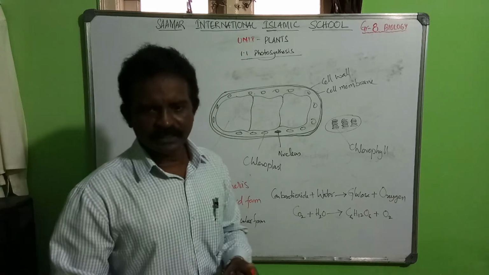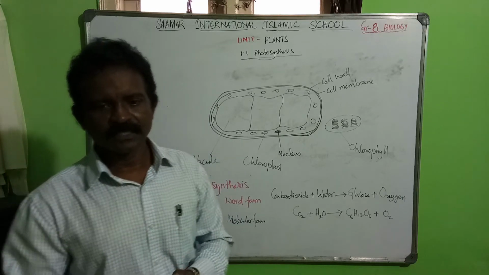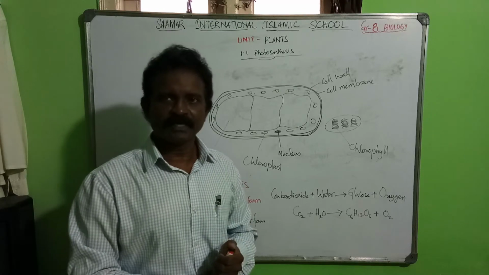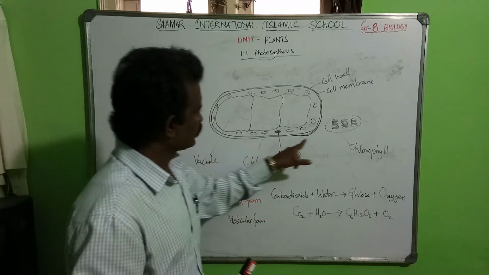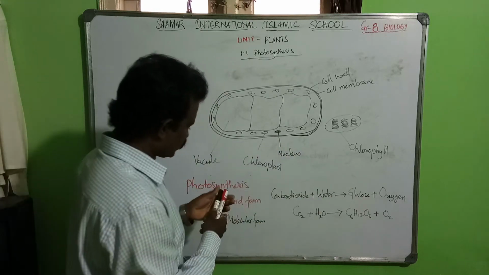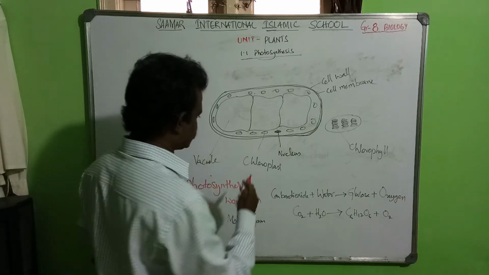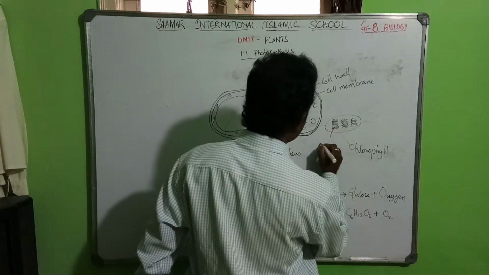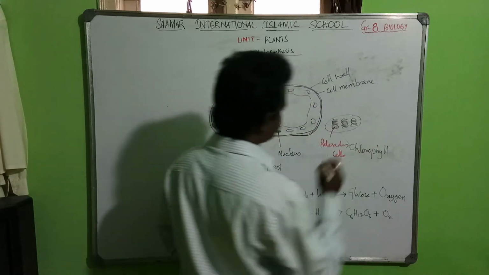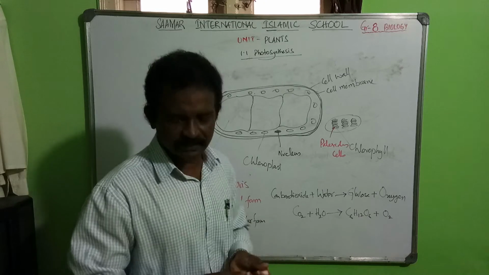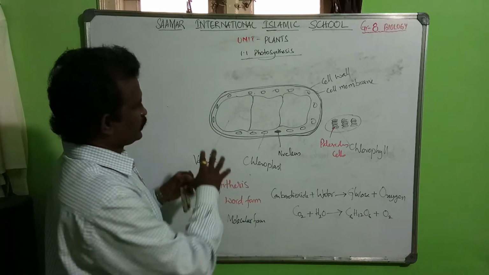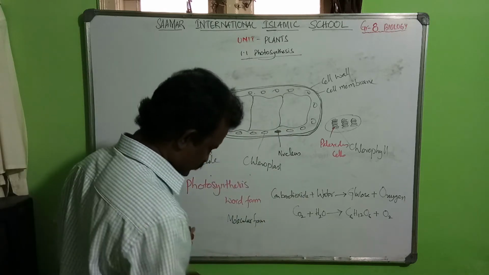Now you know that photosynthesis occurs in the plant cell. Where exactly? Exactly in the chlorophyll. That means exactly in the chloroplast, in the palisade cells. In these palisade cells, the chlorophyll is present. So it occurs in that position. Is it clear now?